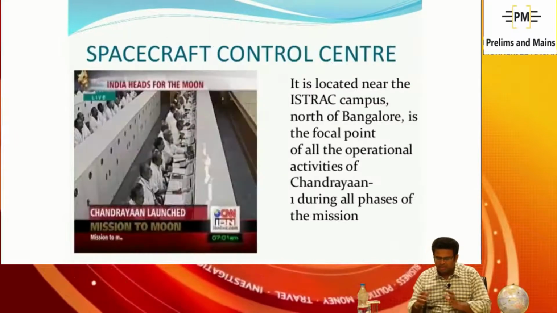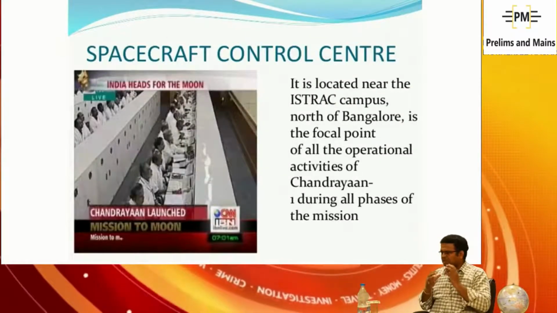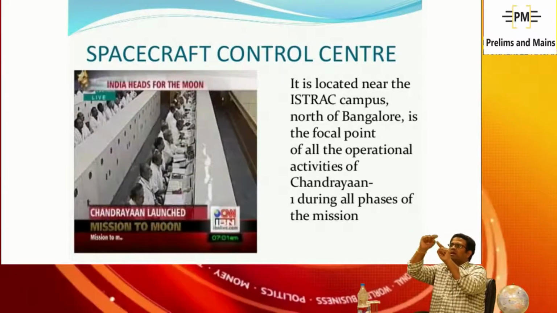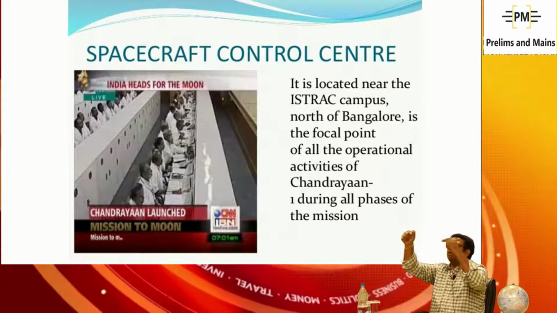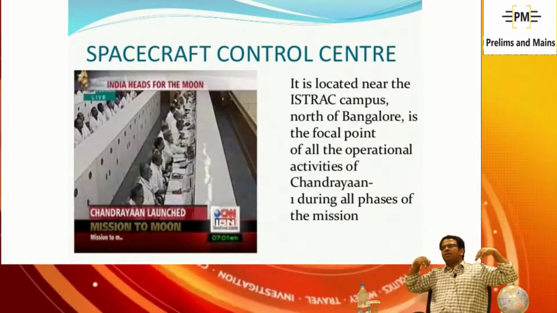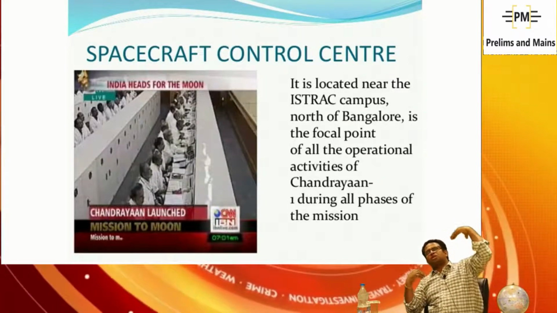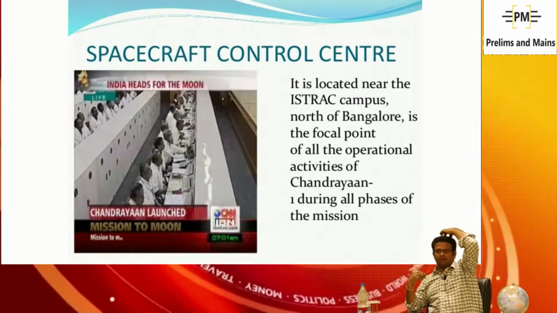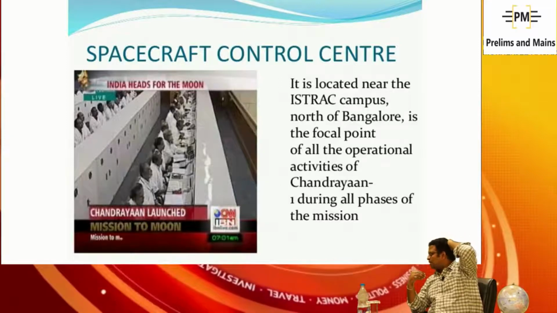Another one is the spacecraft control center. It means it is tracking and telemetry. Telemetry means measuring from far away. Tele means far and metry means measurement. So from India we are measuring how the Chandrayaan is moving, tracking and telemetry. Understood? Telemetry and tracking.